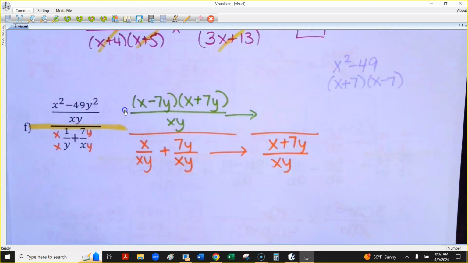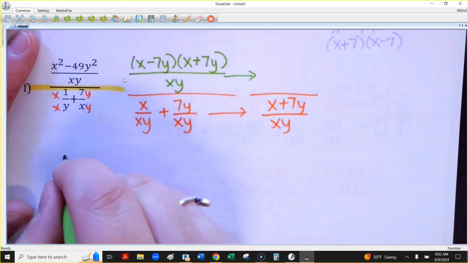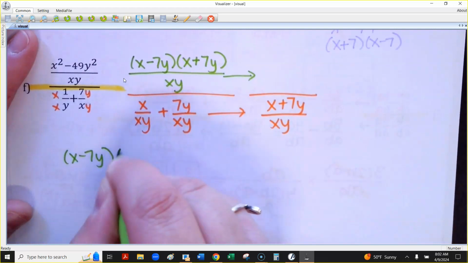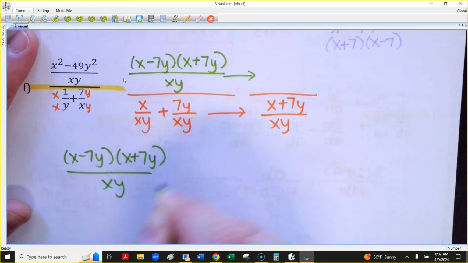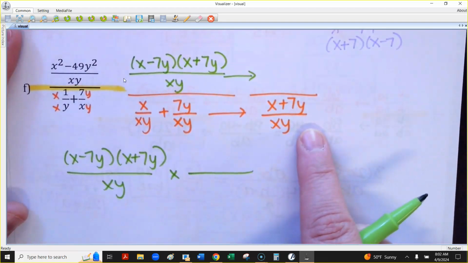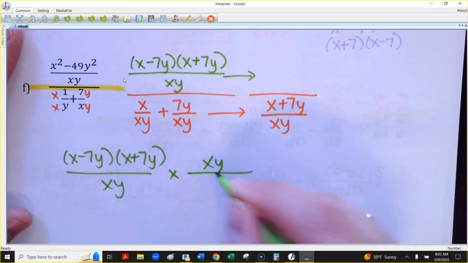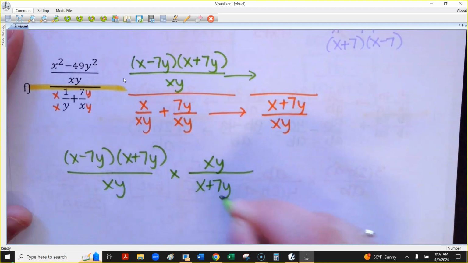Okay, now if I do my keep, change, flip, I'm just going to leave it in factored form. We had that x minus 7y, x plus 7y, all over xy. And I'm going to take this fraction once we added it together, and we're going to flip it over. So the xy goes to the top. And then we have this x plus 7y that goes to the bottom.